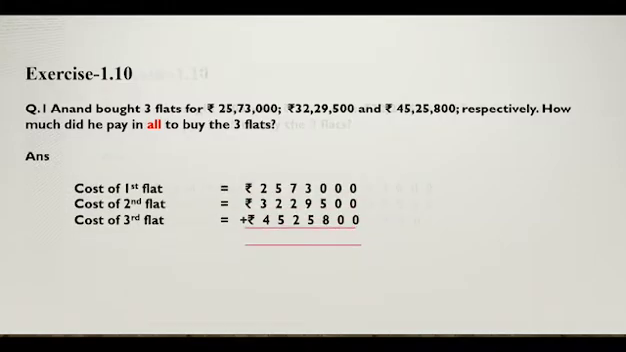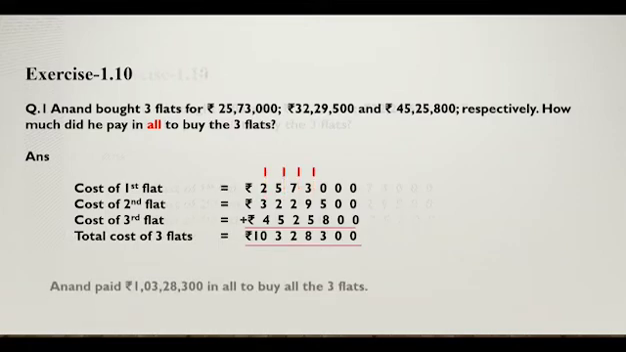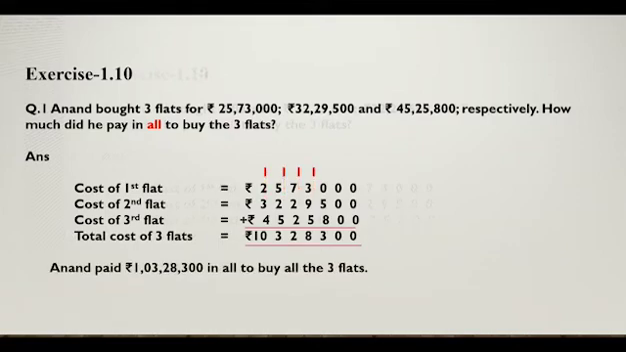Cost of first flat is equal to 25 lakh 73,000. Cost of second flat is equal to 32 lakh 29,500 and cost of third flat is equal to 45 lakh 25,800. We will add to find the total cost. So here the total cost paid by Anand is 1 crore 3 lakh 28,300.